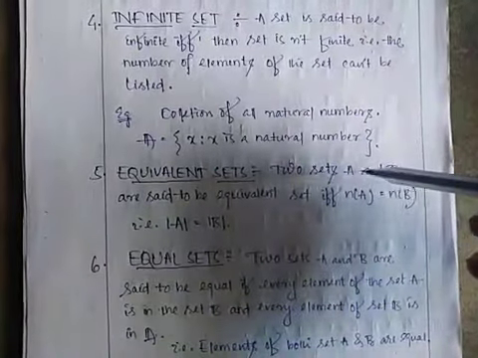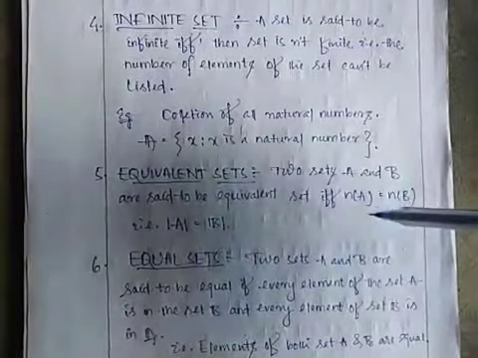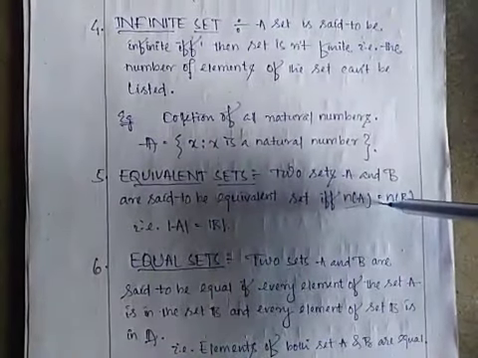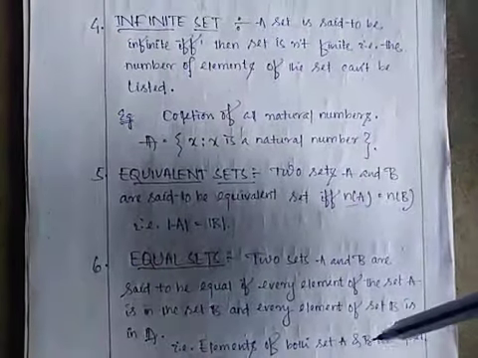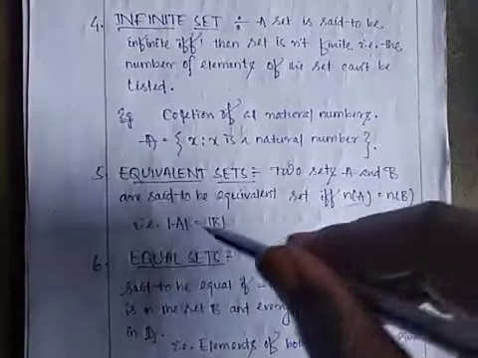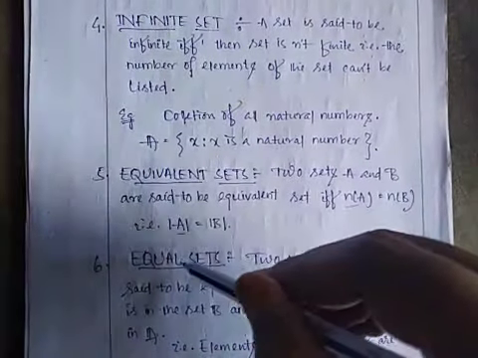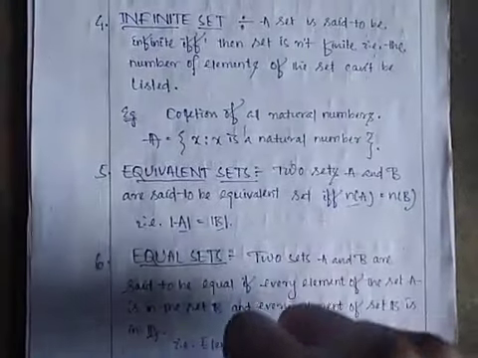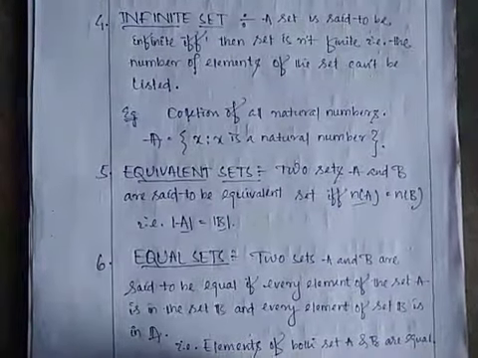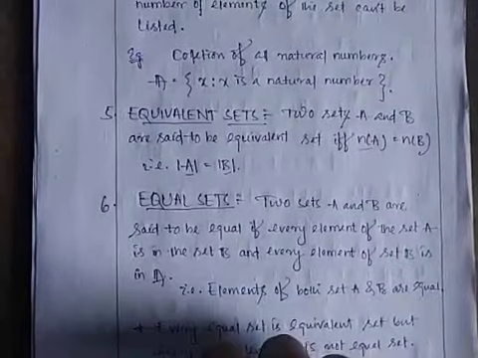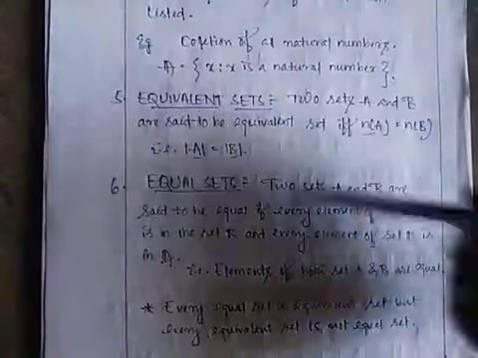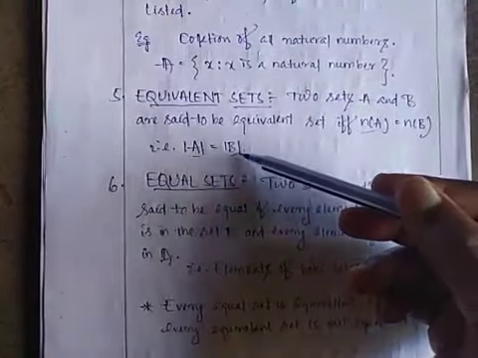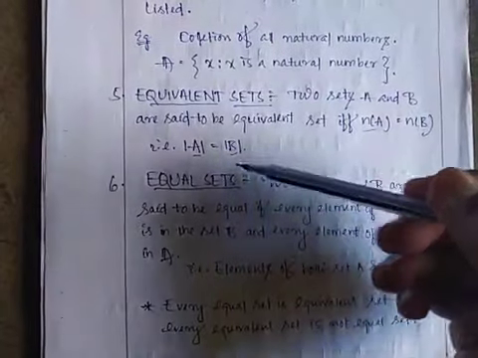So two sets A and B are said to be equivalent if the number of elements in both the sets, that means A and B, are equal. That is, the number of elements in the first set A is equal to the number of elements in the second set B. That means cardinality of A is equal to cardinality of B. We read the notation that this is known as cardinal number or cardinality of the set.